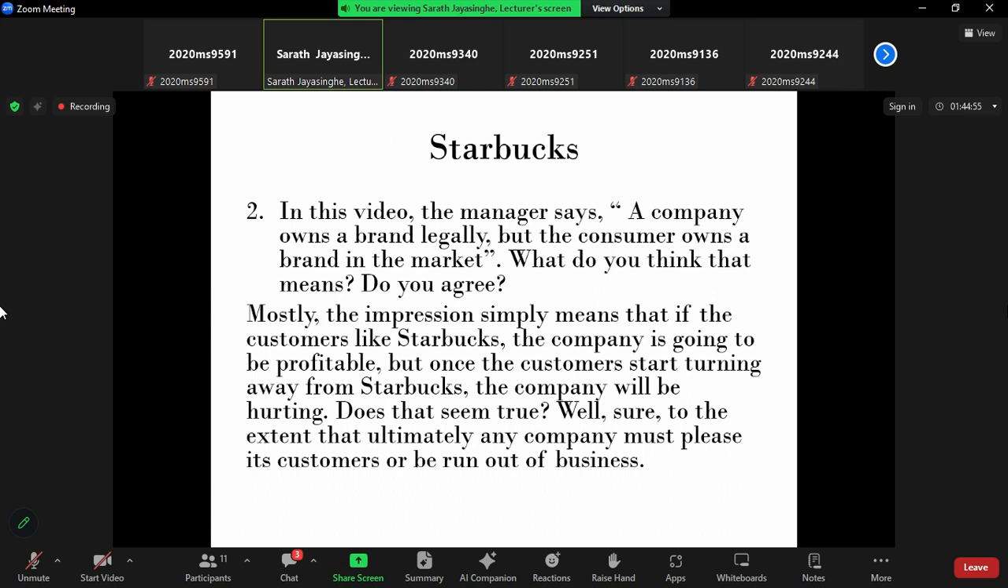Therefore, in the market, consumers are the owners, right? Therefore, you have to support the consumers' views, ideas, and enhance their interest and consumption. So I mean you have to give something, make some strategies to satisfy customers. Otherwise, they will forget Starbucks, right? The company will be hurting. Does that seem true? Well, sure, to the extent that ultimately any company must please its customers or be run out of business. So that is the meaning.